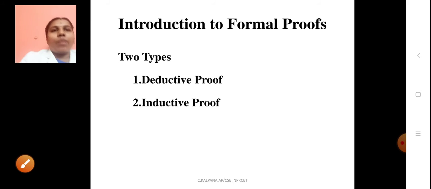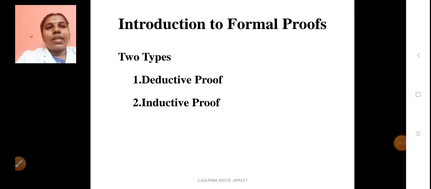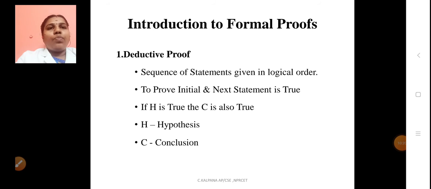And now I am going to explain what a formal proof is. There are two types of formal proof: one is deductive proof and another one is inductive proof. Deductive proof means a sequence of statements presented in logical order. For example, if H is true, then C is also true. This is a statement involved in deductive proof.